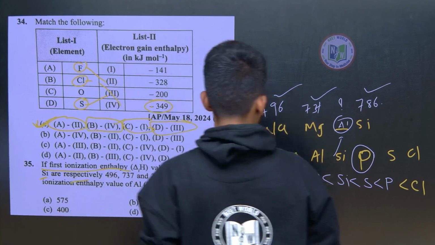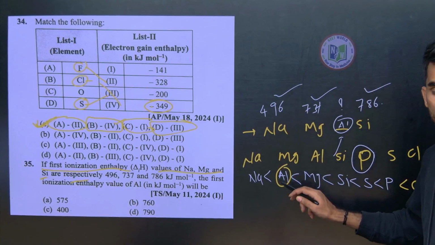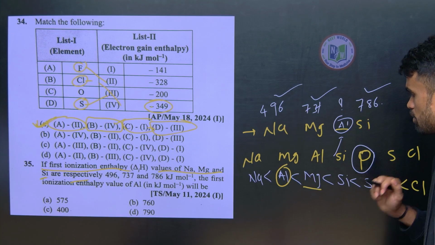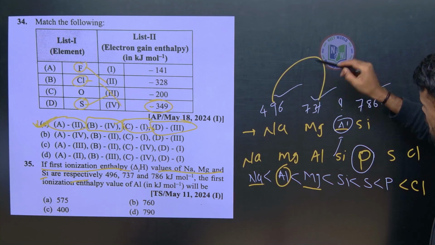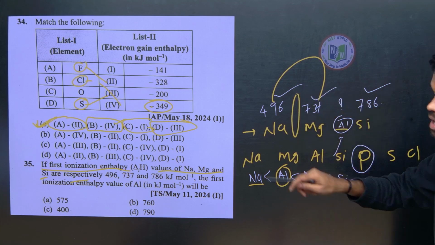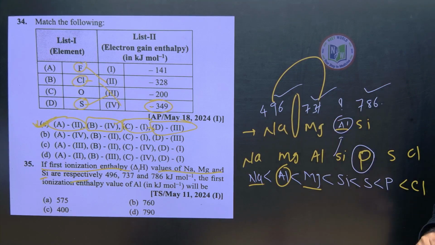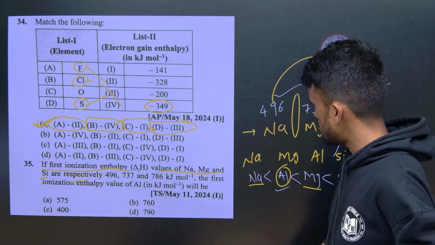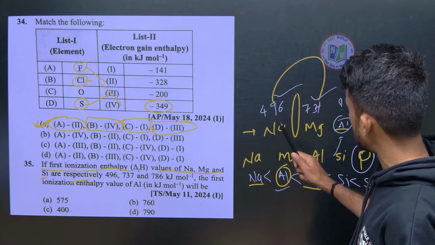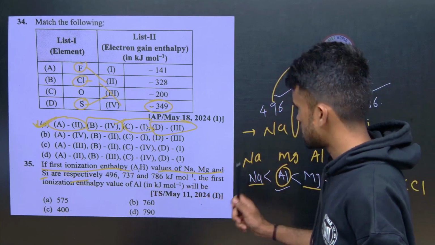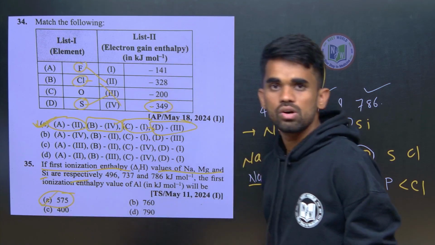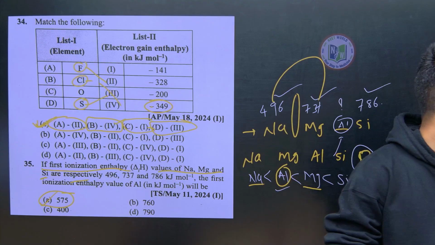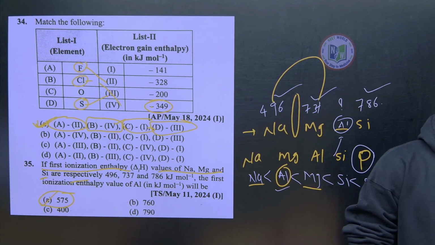So aluminium has an ionization energy value lesser than magnesium and more than sodium. The value which lies in between these two values, between 496 and 737, we need to choose for aluminium. Look here, lesser than 737, more than 496. This is the only value lying in that range, so we have to go with this option. Hope it is clear how easily we are able to solve this kind of question.